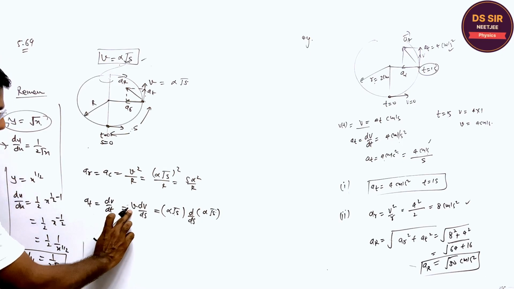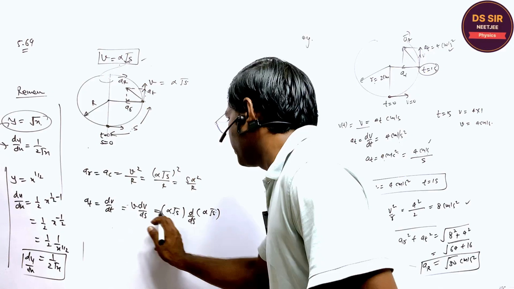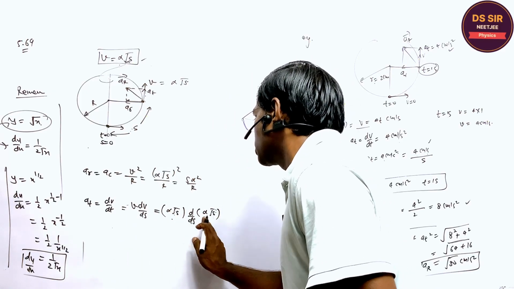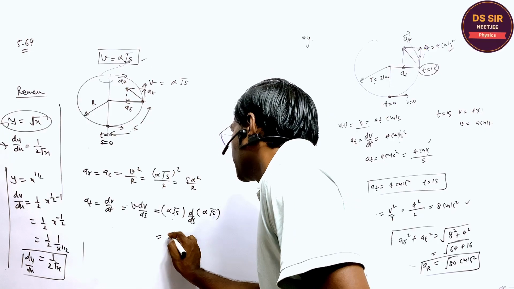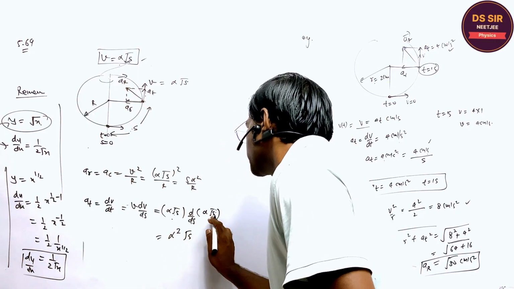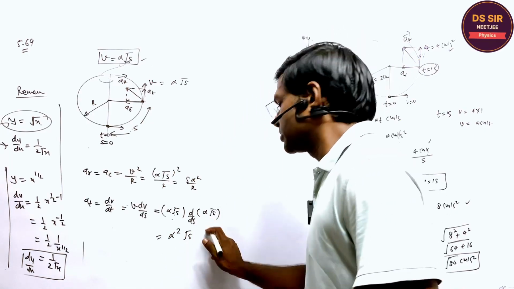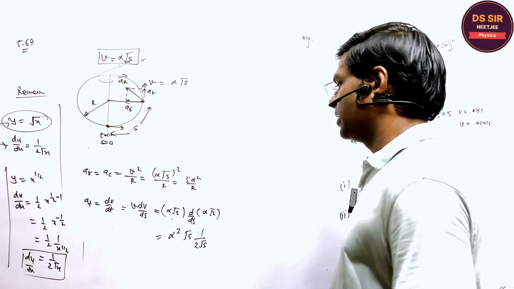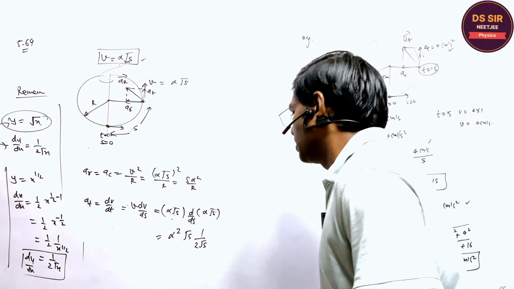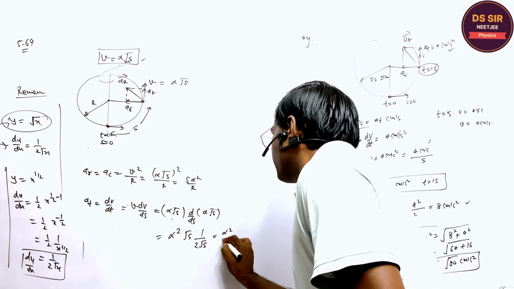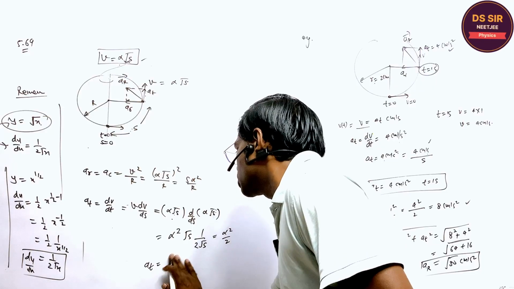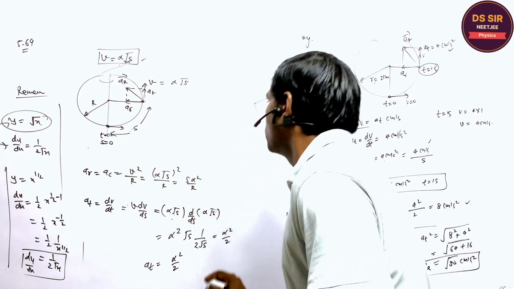So now we return back to this. This is v, and this is dv ds of alpha root s. Alpha is constant, right? So it becomes alpha square into root s. And what is the differentiation of root s? 1 upon 2 root s. Is it clear or not? And it becomes alpha square by 2. So the tangential acceleration comes to be alpha square by 2.